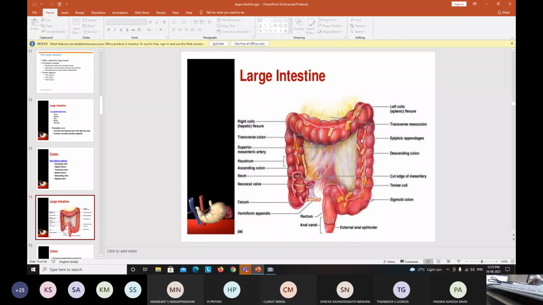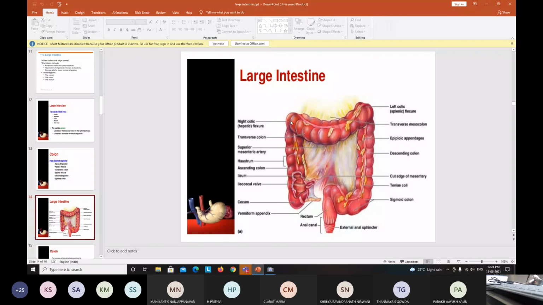This is appendices epiploicae, the fatty pouches. Projections are there. Now, these elevations or dilatations are called sacculations or haustrations. See this mark. This is called sacculations. Next slide I will show. Remaining parts you know already. These are the different parts.